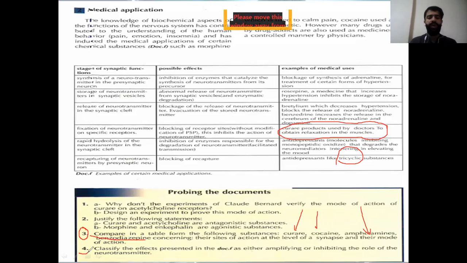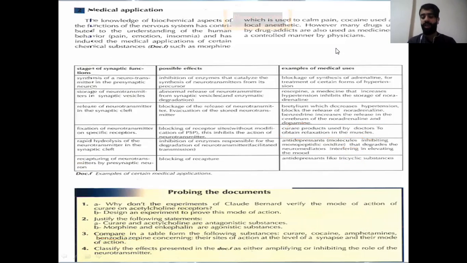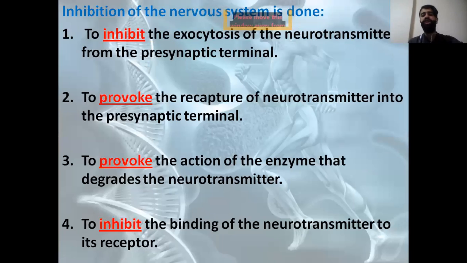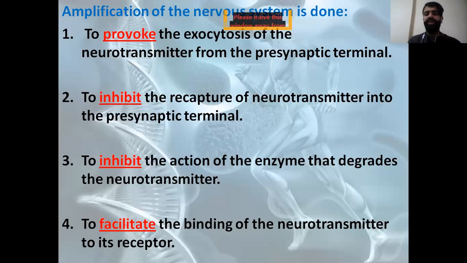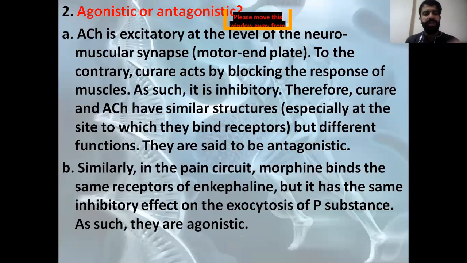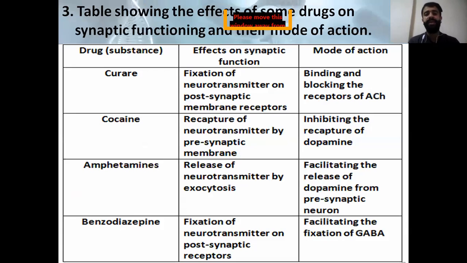Also in part 4, we're going to classify the effects in document F. I'm going to summarize this document in a few lines in part 4, concerning the amplifying role or the inhibitory role of the neurotransmitter. This is similar to the notes that we presented at the beginning of the document, talking about inhibition and amplification. These notes are very similar to part 4. So we already saw part 1 and part 2, A and B, and this table shows the effects of four of the drugs concerning their effect on the synapse and their mode of action.